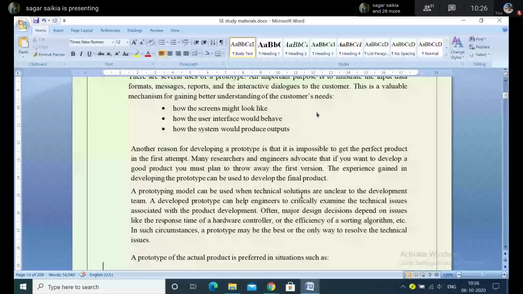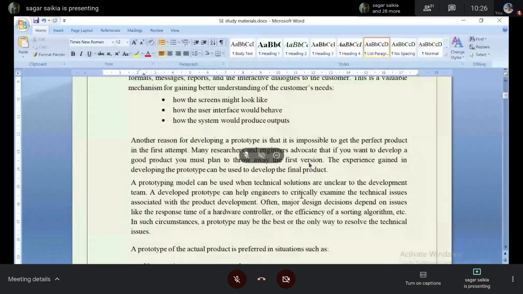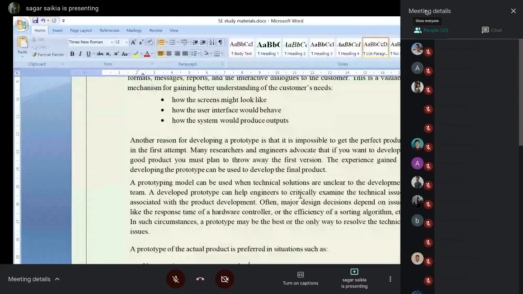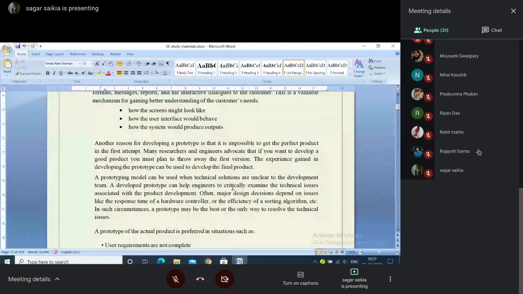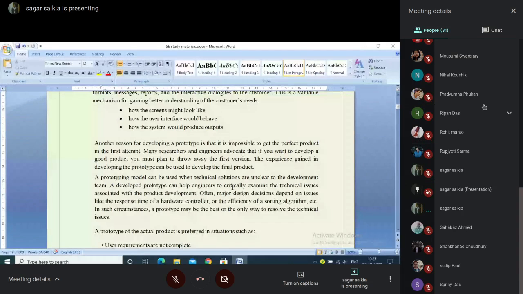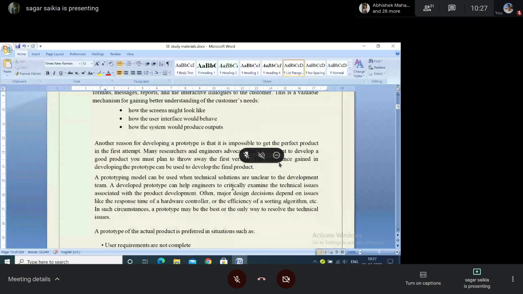A prototype model is also used extensively when technical solutions are not clear to the development team. Suppose we have a project and the team is not sure. They can develop a prototype first, and then develop the model at every stage, and that becomes much clearer. A prototype helps developers and engineers examine the technical problems that may arise in developing the product.